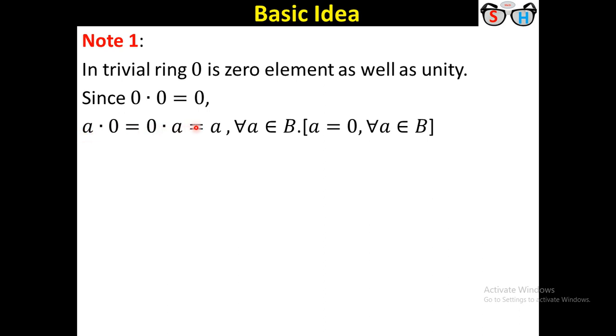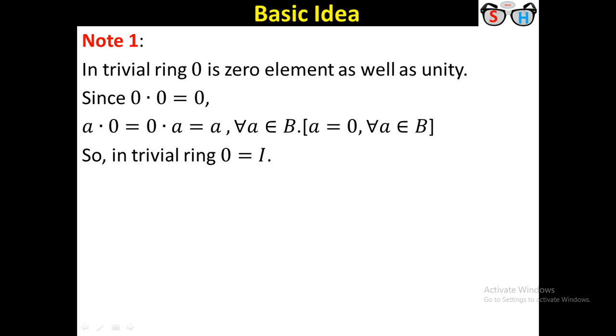A dot 0 equal to 0 dot A equal to 0. So we can show that if you multiply 0 with A, then the result will be A. So 0 is the multiplicative identity for that case. So in a trivial ring, 0 and unity are the same. In a trivial ring, 0 equal to 1. Again you see that a trivial ring contains unity. Okay, trivial ring contains unity.